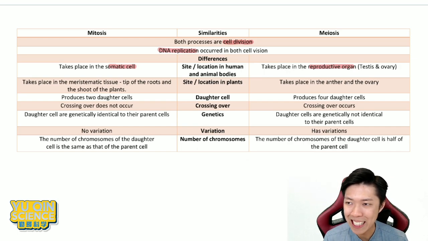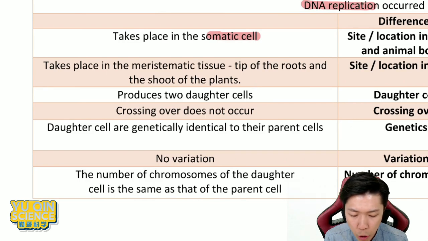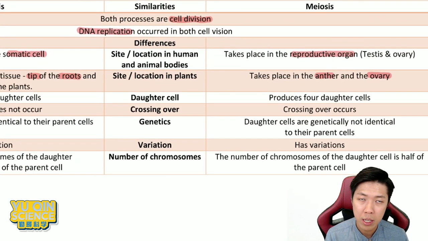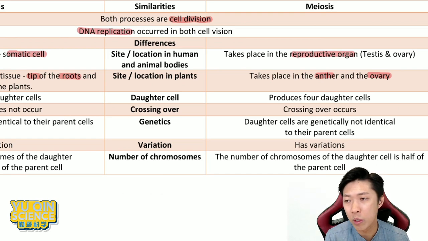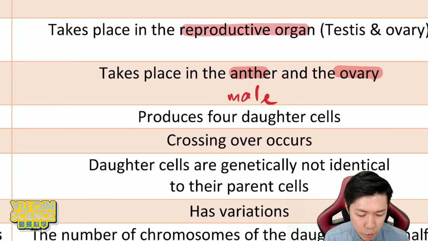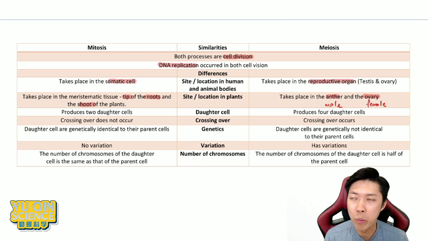And the next one, site means for plants, where in plants it happens. So this one is a bit from your Form 1. Growth happens at the tip of the root and the shoot of the plant. For meiosis, it happens at the anther and the ovary, which are the sexual reproductive organs for the male flower and female flower. So the anther is from the male, by the way. The ovary is from the female. Okay, so yeah, the flower has the male, the uncle flower and the auntie flower, and then they will be fertilized. Their pollens will be carried by bees, okay?